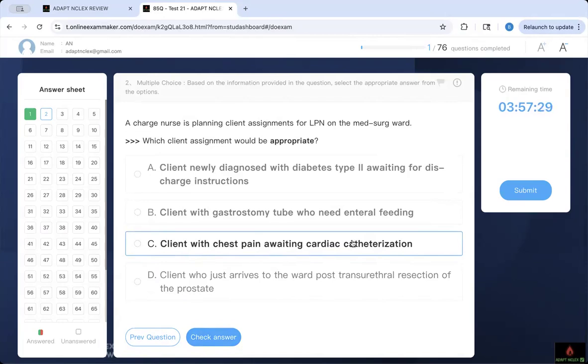Second question. A charge nurse is planning client assignments for an LPN on the medical-surgical ward. Which client assignment will be appropriate for the LPN? Client newly diagnosed with diabetes awaiting discharge. That's the buzzword. Client with gastrostomy tube who needs enteral feeding, G-tube. That's the buzzword. Client with chest pain awaiting cardiac catheterization. Client who just arrived to the ward post transurethral resection of the prostate. Just arrived. Those are the things you fall on to answer the question.